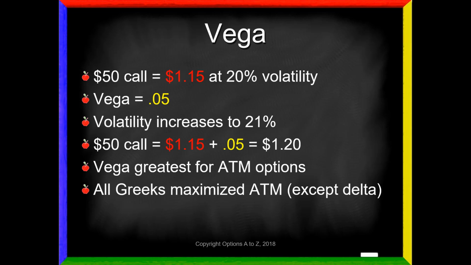Remember, delta is going to be about a half for an at-the-money option. Delta becomes maximized once the option moves very deep in the money. Stock price goes well above that strike for calls or well below it for puts. But all of your other Greeks, not counting delta, will have their largest values at the money.